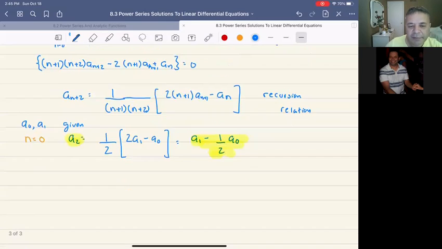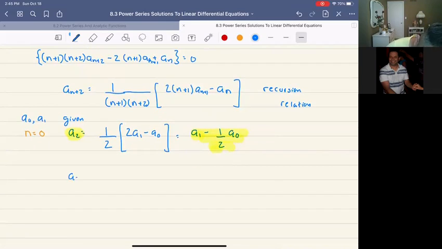Okay, let's do a sub 3. A sub 3 is, of course, now n equals 1, just following the recursion. So 1 over, that's going to be what? 2, 3, 6. 2 times 2 is 4. A sub 2 minus a sub 1. That's 2/3 a sub 2 minus 1/6 a sub 1.